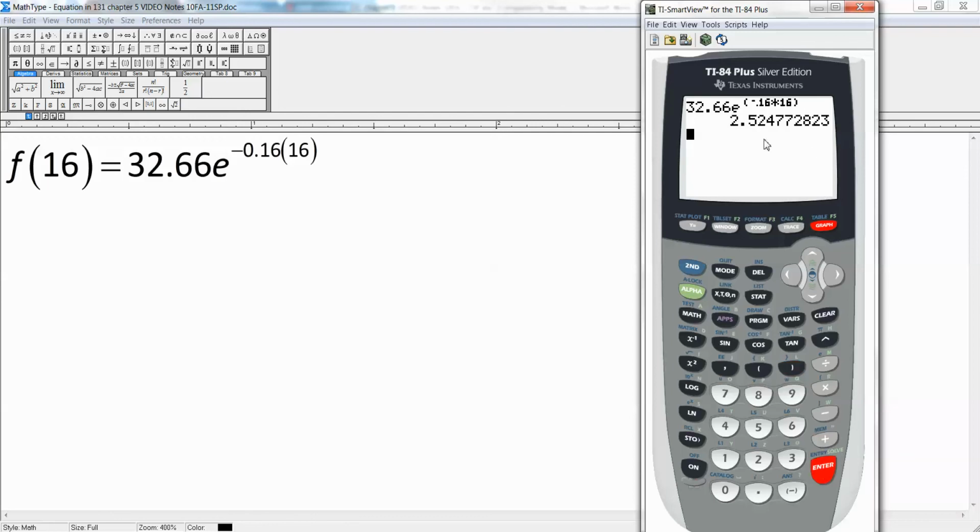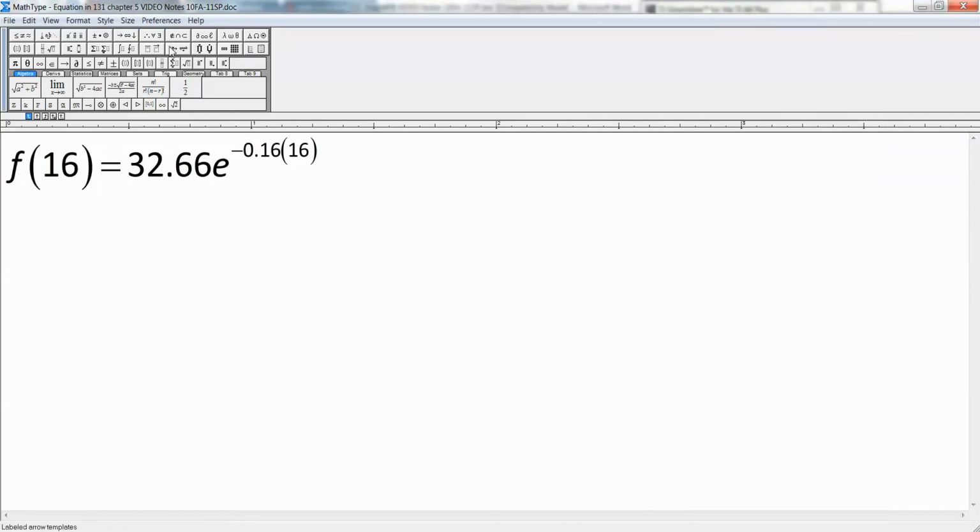You should come up with 2.52477. If you don't, that means you typed it in your calculator wrong, so double check that exponent business. All right, so we get 2.525 or so. Let me put that in. 2.525. Now, what does it mean?